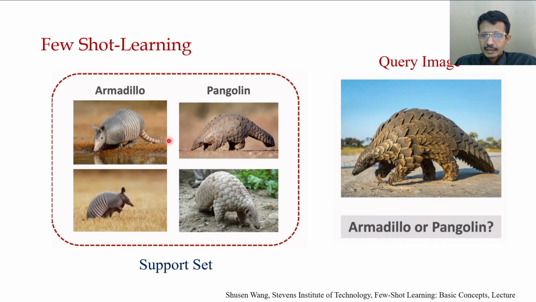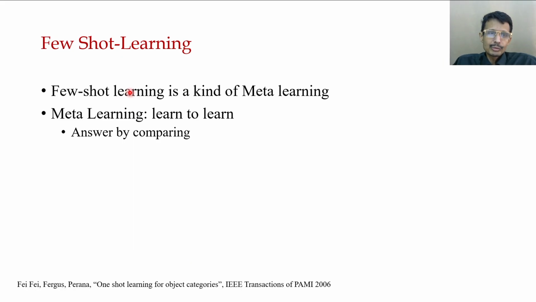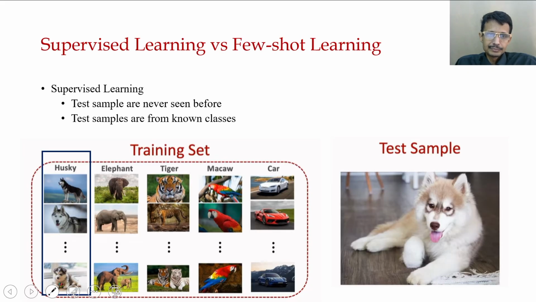Now here you can see the same question. This is the support set, this is the query image. This comes back to the very first slide, and it can say that yes, it is pangolin, just because of similarity. So few-shot learning is a kind of meta learning. Meta learning is learning to learn, and the question is answered by comparing. So this is the basic idea.